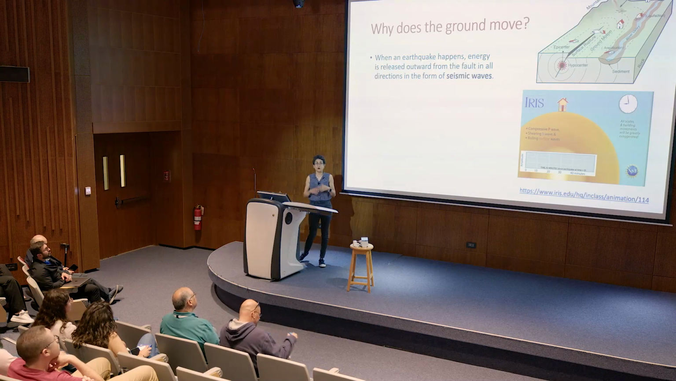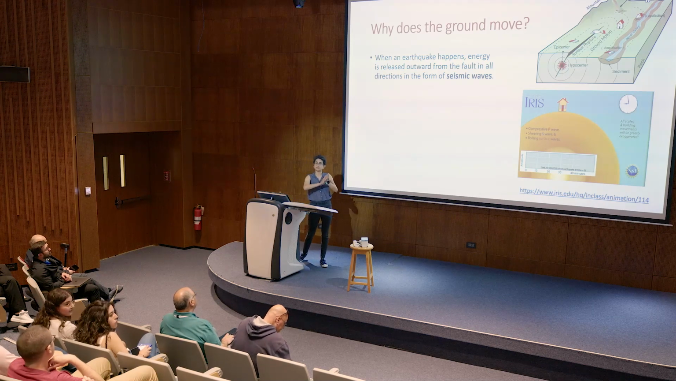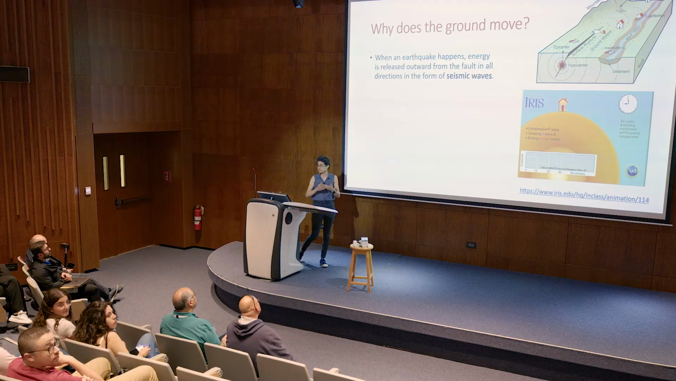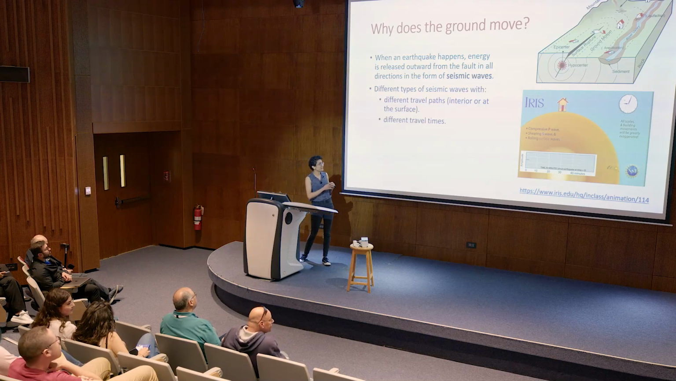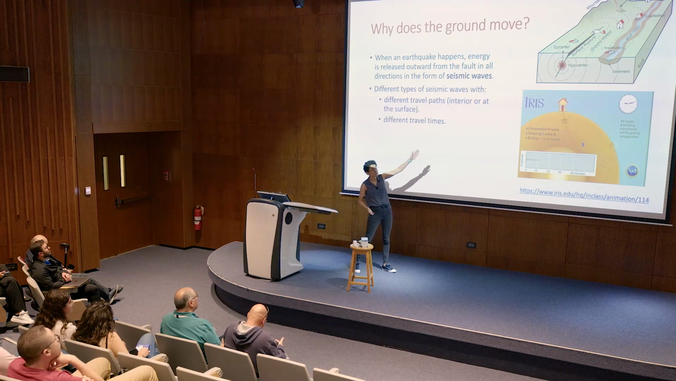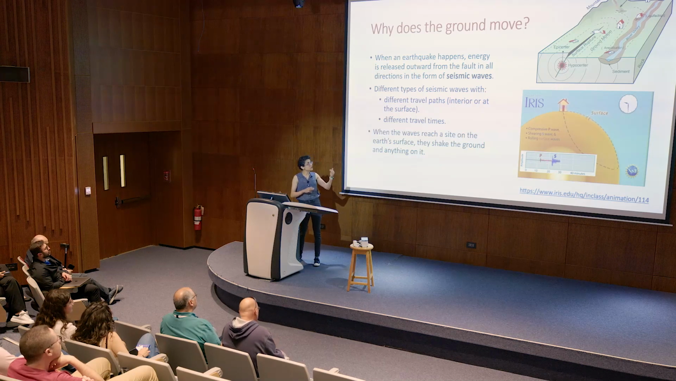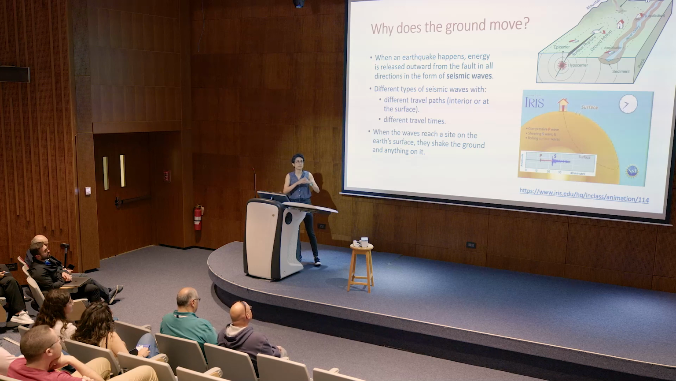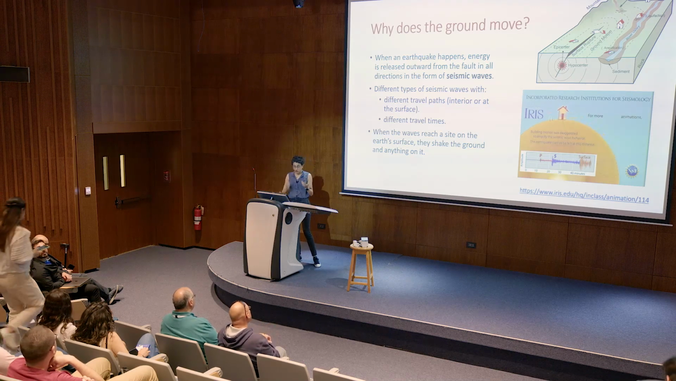Going back to why the ground moves when an earthquake happens, we already discussed that when the slip occurs, energy is released in the form of seismic waves. These waves are of different types. Some of them travel through the earth, others travel along the surface, and they have different properties and different travel times. When they reach the surface, this is when the ground starts shaking, and shaking anything that is on it, like buildings.